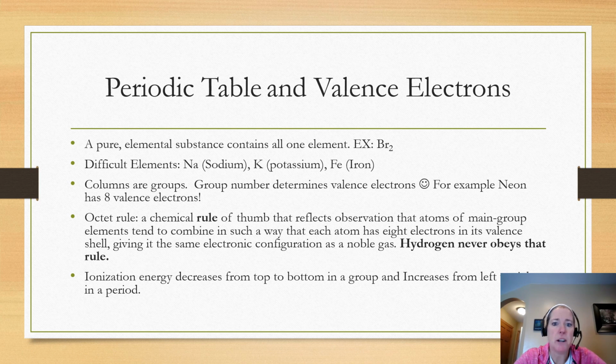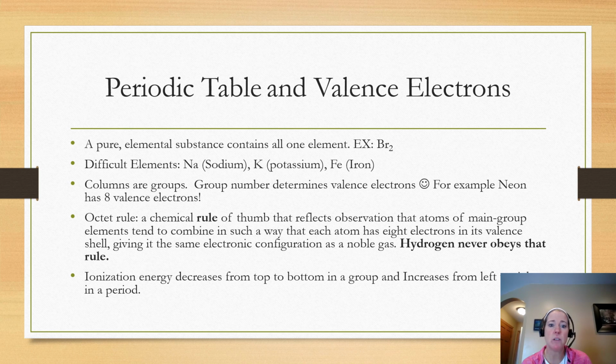Here's what you need to know about the periodic table and valence electrons. Know what a pure elemental substance is. So that's all one element, for example, bromine that you can see here, Br2. Understand the difficult elements. These are the ones we refer to more often than not in clinical chemistry. For example, Na is sodium, K is potassium, and Fe is iron. Those are the difficult ones, and you will have to know one of those on your test. Know that the columns are groups, and the group number determines the number of valence electrons. For example, neon has 8 valence electrons. That is super important.